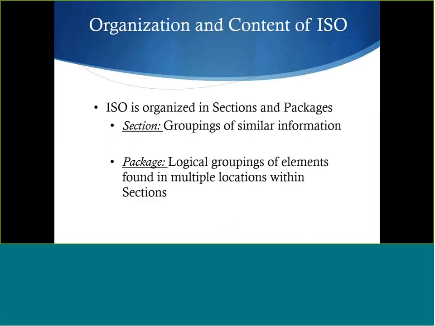Okay, so the ISO standard is organized into two categories of stuff: sections and packages. Sections are groupings of similar information, and packages are types of information that you might find in different locations. For example, contact information tends to be in multiple places. So there's a package called CI, citation, which leads to responsible parties. There's different types of places you can put that.